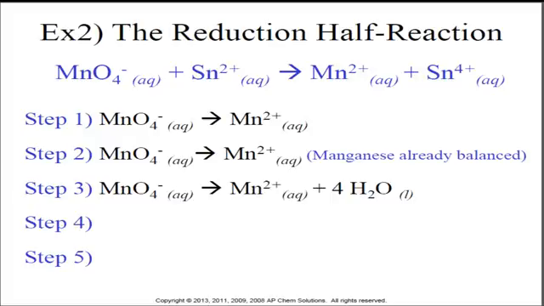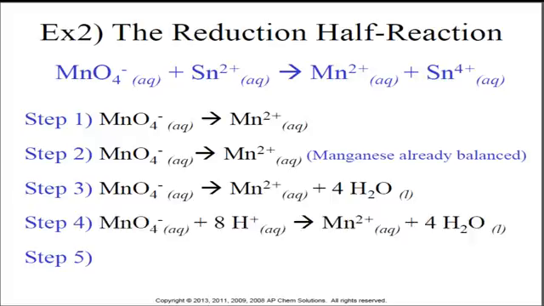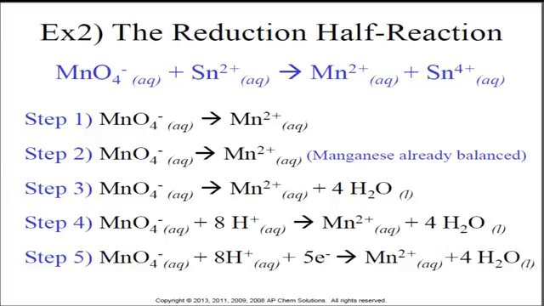Now we have to balance hydrogen by adding our H pluses. And because we have 8 H's over here, we've got to add 8 H pluses. Now where are our electrons going to be added so that we balance our charge? We add our electrons here, and there's 5 of them because we have a +8 and a -1, so +7. We have a +2 here, so that means we need 5 electrons so that our charges balance.